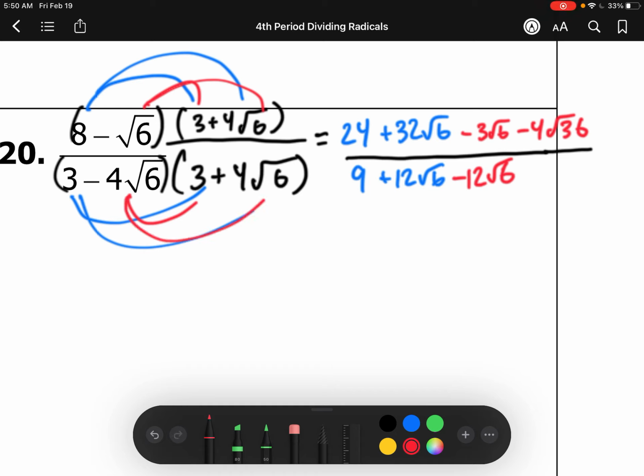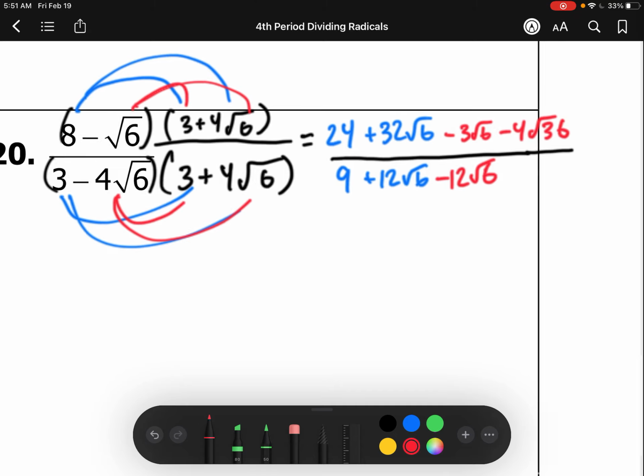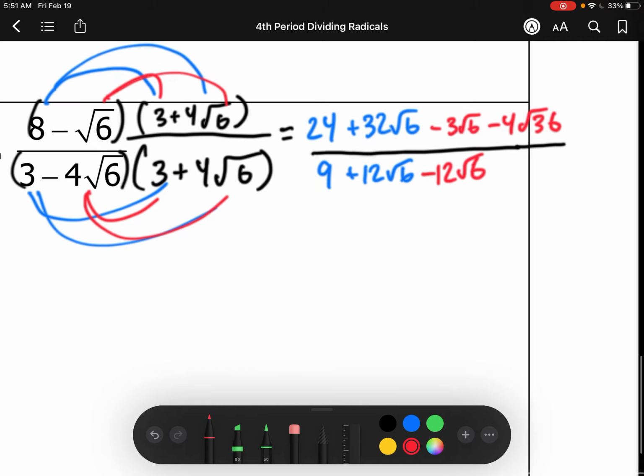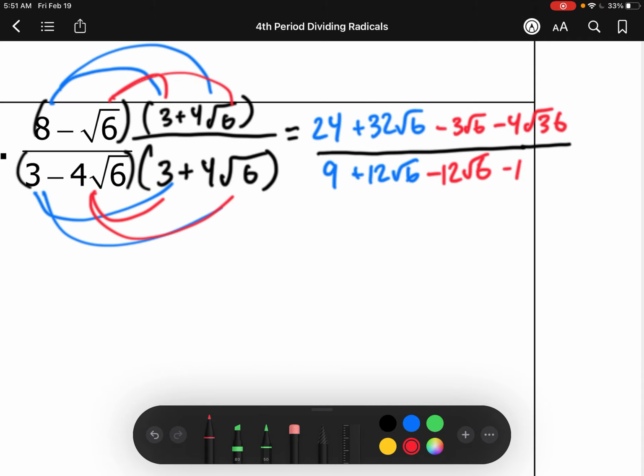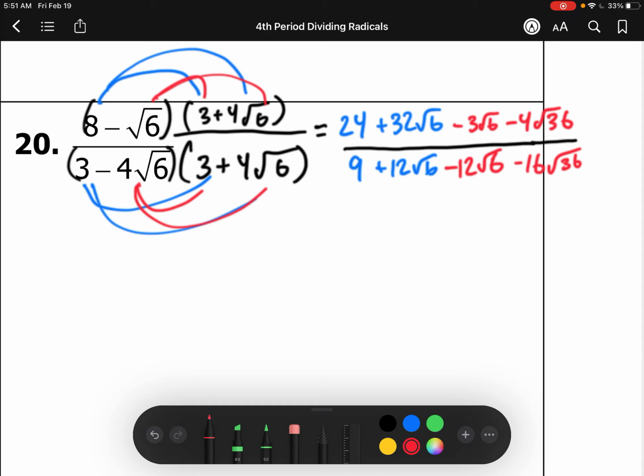Next, I have negative 4 times the square root of 6 being multiplied into 4 times the square root of 6. So coefficients first, negative 4 times 4 is negative 16. And then negative square root of 6 times the square root of 6 is going to be the square root of 36, right? So we can go ahead and simplify our numerator first.